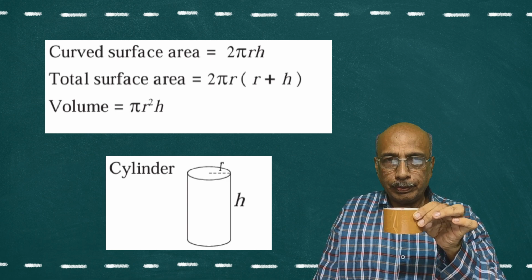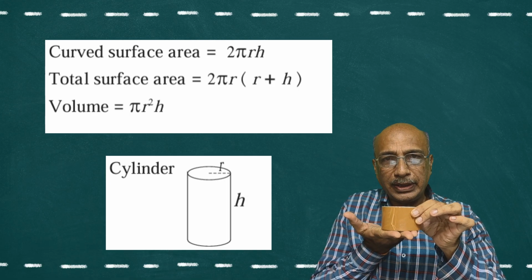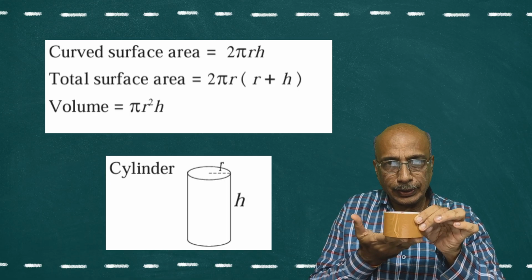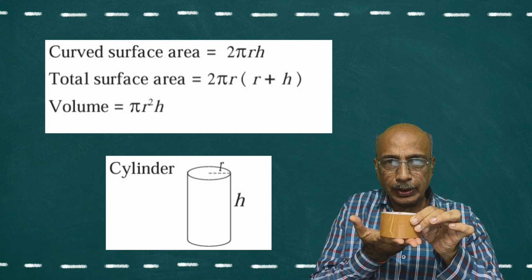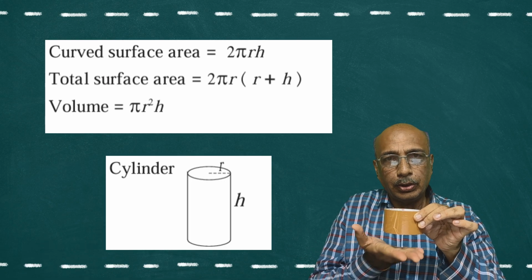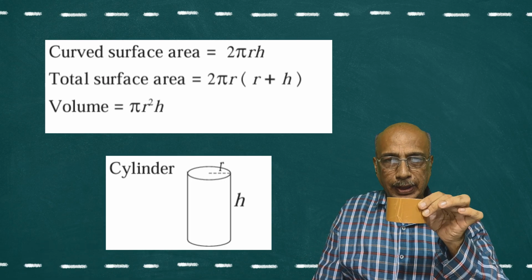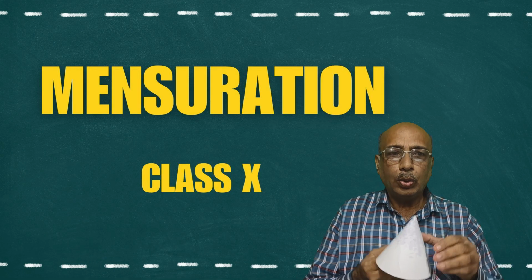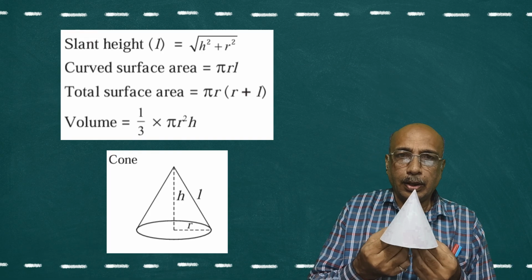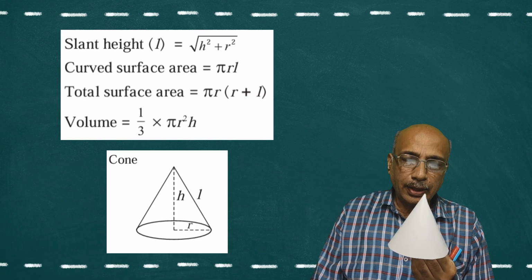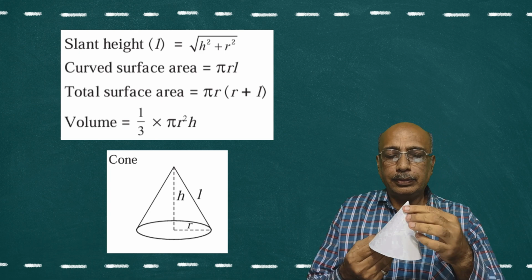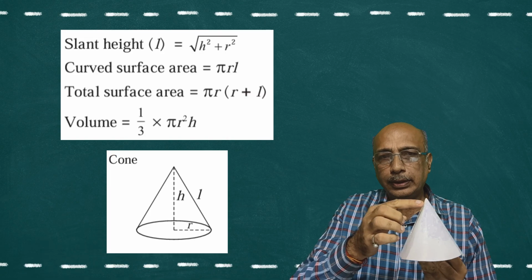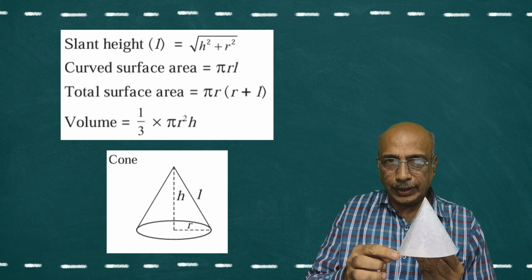Now volume. What is the area of the base here? Pi r square into height. Pi r square into h. So that will be the volume of this cylinder. Next is cone. Cone, you know, ice cream cone is there. Birthday cap is like a cone. So here, this line is known as a slant height.